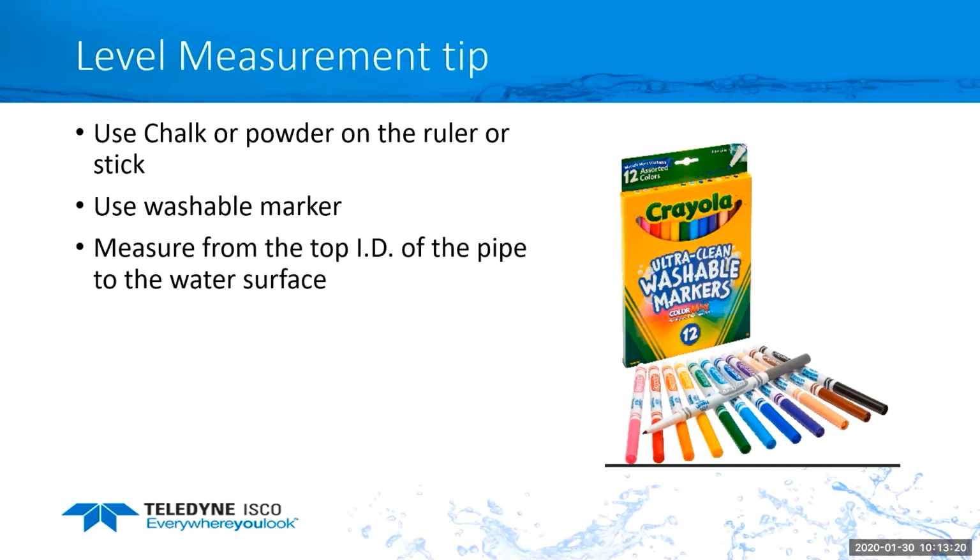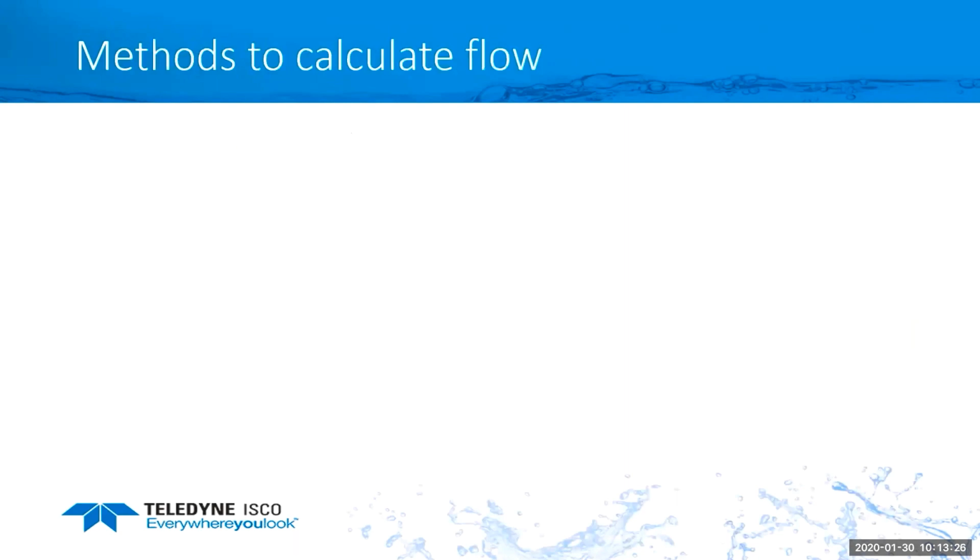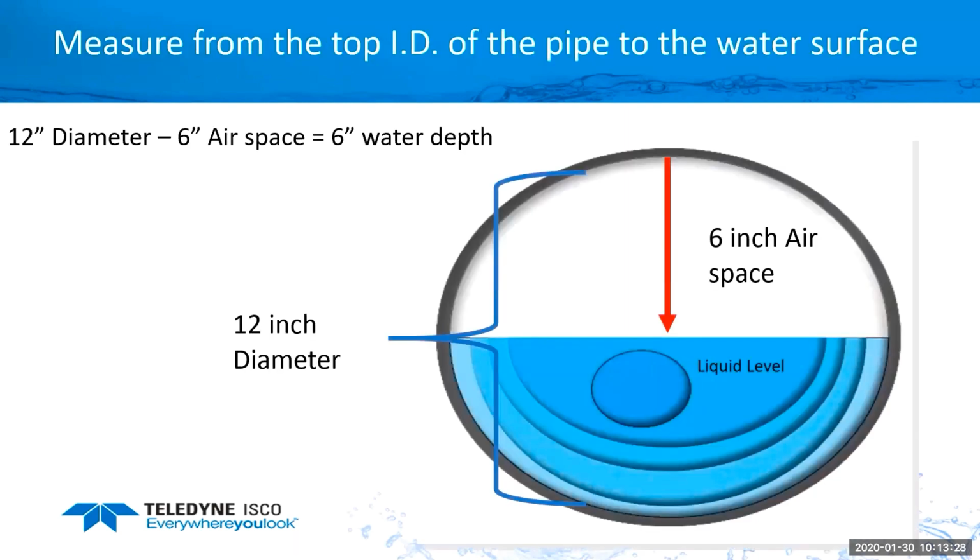Another option, especially if you have high velocity, is to measure from the top of the pipe. So in this example, what we do is I would measure the ID of the pipe. In this case, it's 12 inches. We'd have 6 inches of airspace. So I'd take 12 minus 6, and then that gives me 6 inches of water depth. So I would then calibrate my level to 6 inches.